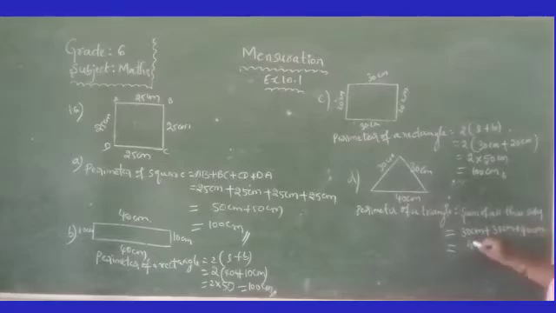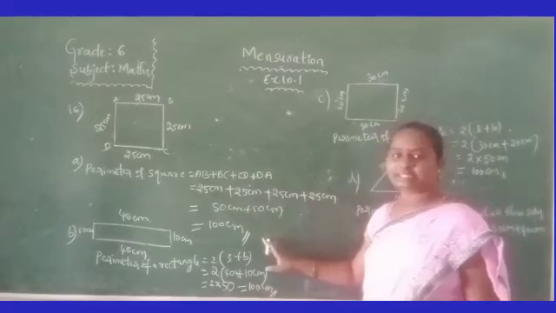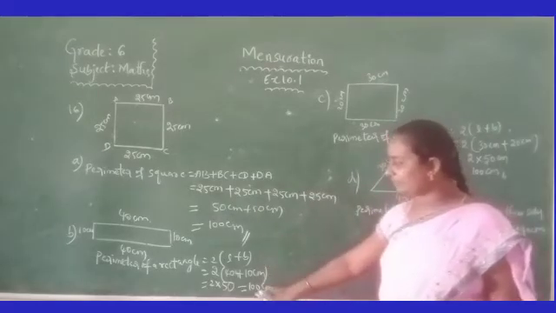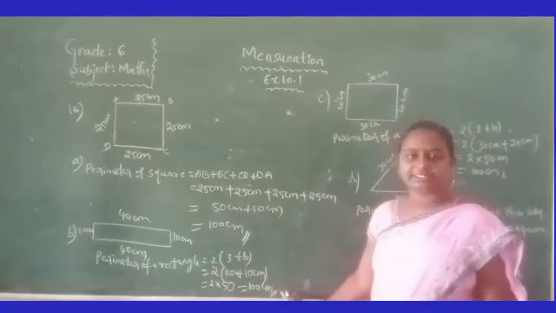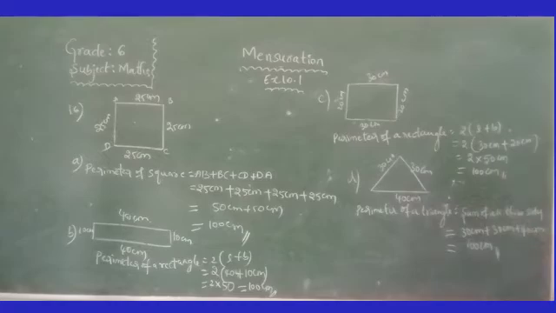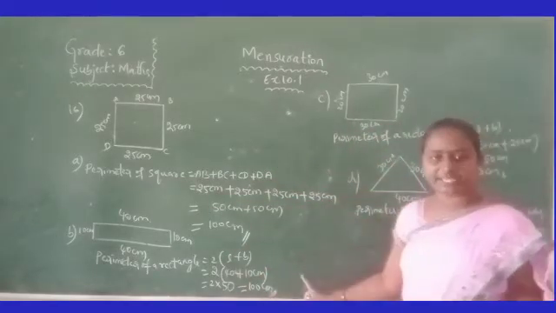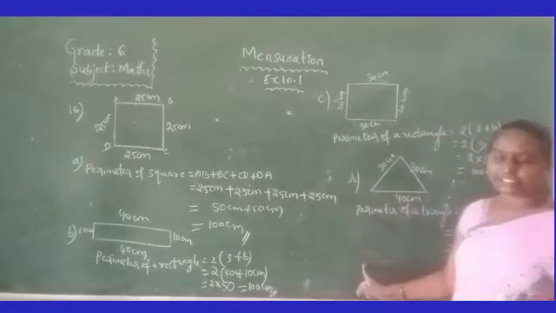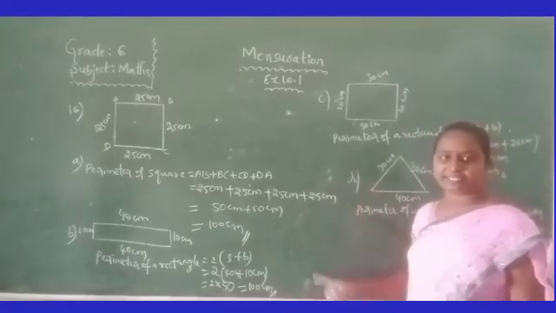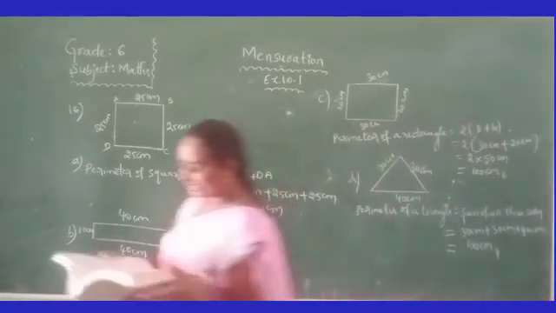60 plus 40, 100. Now observe, from figure A, the perimeter of the square is 100 centimeters. From figure B, the perimeter of the rectangle is 100 centimeters. From figure C, the perimeter of a rectangle is 100 centimeters. From figure D, the perimeter of a triangle is 100 centimeters. Now observe, all the figures have the same perimeter. What did you observe here? The perimeter of all figures is 100 centimeters. That is the answer.